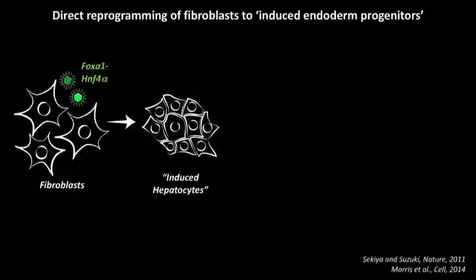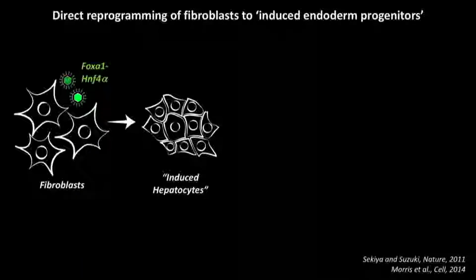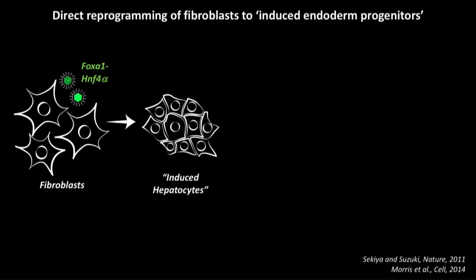The prototypical cell fate reprogramming protocol that we use is this mouse embryonic fibroblast to induced hepatocyte conversion. Induced hepatocytes were the original target cell identity for this protocol. This was published by Sekiya and Suzuki in 2011. You take your mouse embryonic fibroblasts and overexpress two transcription factors, FOXA1 and HNF4 alpha. Within about a week, you start getting these epithelialized cells emerging in culture.